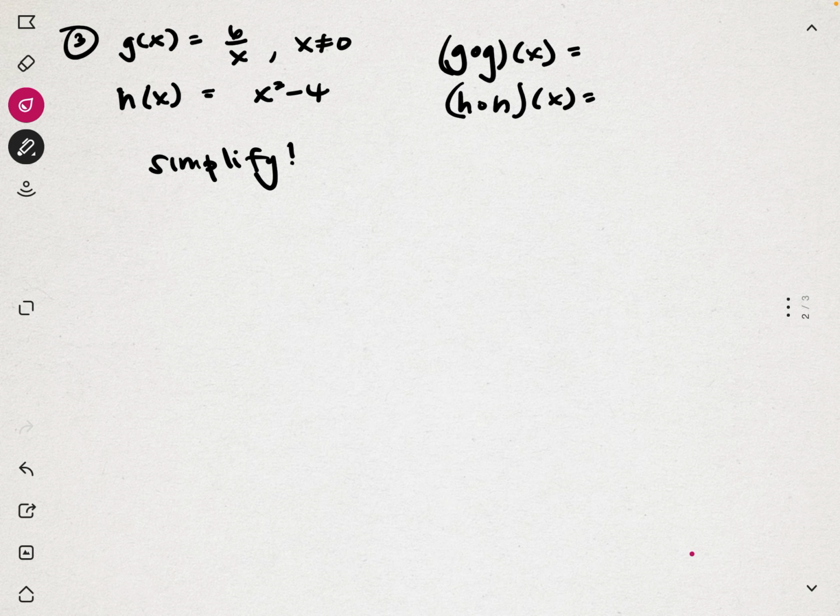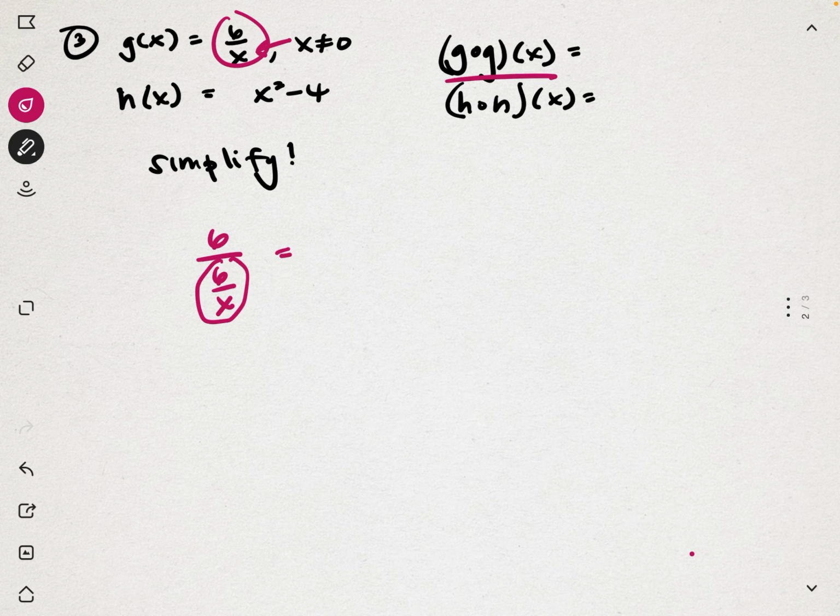All right, so notice the first one is g composed of g of x, which is a little bit weird, but we're just plugging it into itself. So if I have 6 over x, and I'm plugging in 6 over x again into our x, then we have this 6 over x plugged in for our x that we just had. Now, it did ask us to simplify.